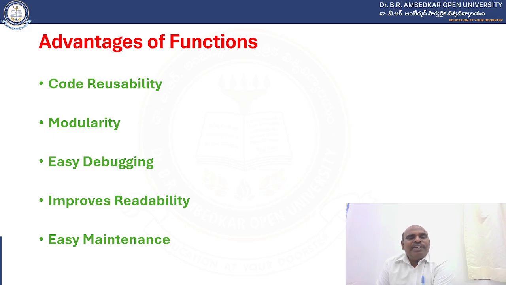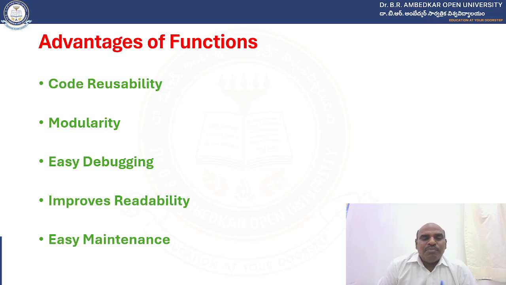And third one is easy debugging. Before that, what do you mean by bug? We know very well, bug means error. Easy debugging means errors we can identify very easily. I told you, if 1,000 lines of code are there, identifying an error is very difficult. It will take time, it is very complex. But using functions we can identify the errors very easily. That is called easy debugging.